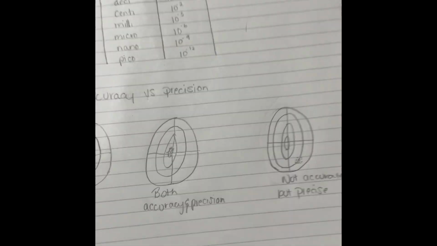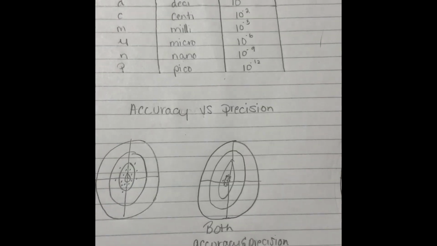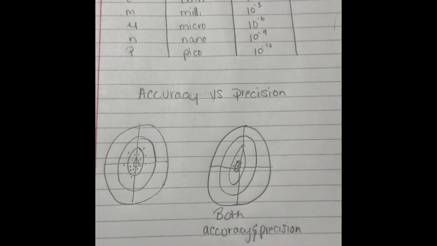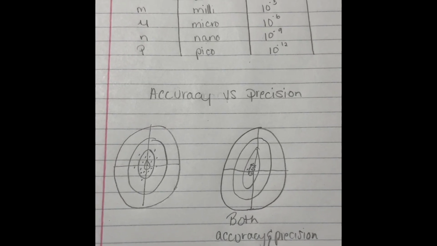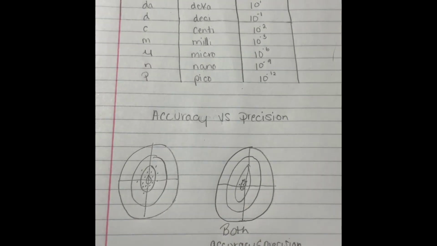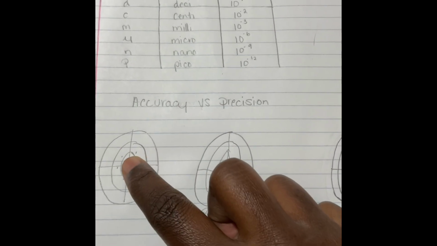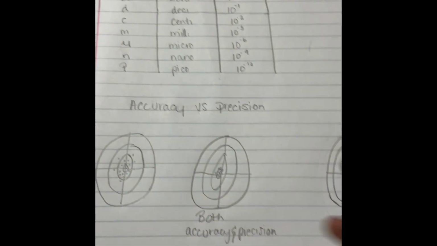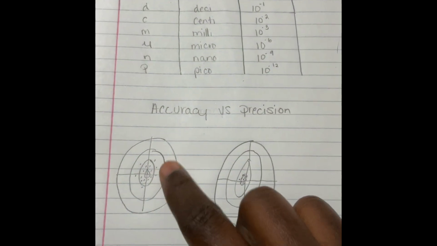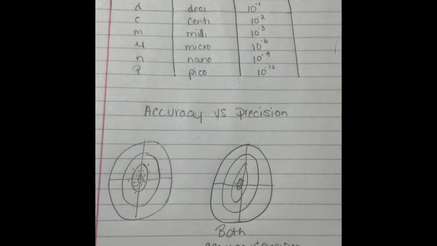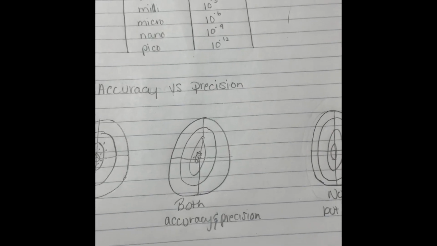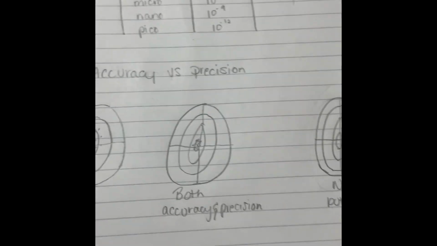With accuracy and precision, I used darts as an example. When the darts are closer to the center part, where the target is supposed to be, these are accurate. They're all bundled up, trying to hit the target. But precision is more when they're all together, like the numbers don't differ from each other. They're all close together.